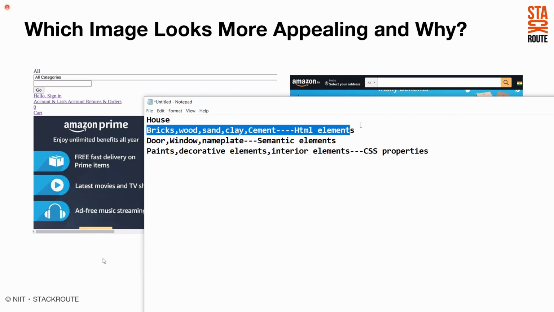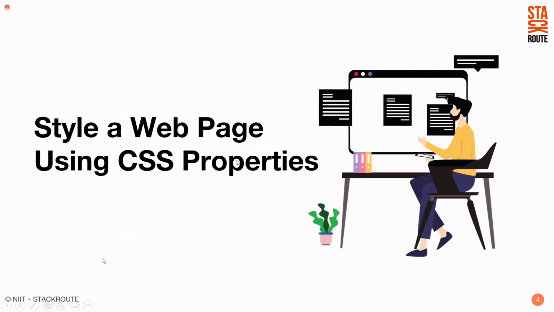Yes, the structure of the house can be constructed with the help of all the HTML elements. On top of it, the organized thing can be achieved with the help of semantics. Apart from that, styling can be achieved with the help of CSS. So we are going to style a web page. As we all know, a web application is a collection of web pages. On each web page I'm going to apply a uniform look and feel, which can be achieved with the help of styling. Styling can be done with CSS properties.